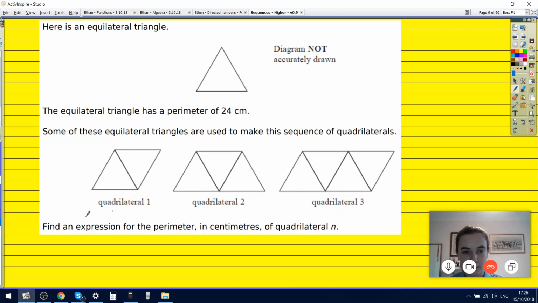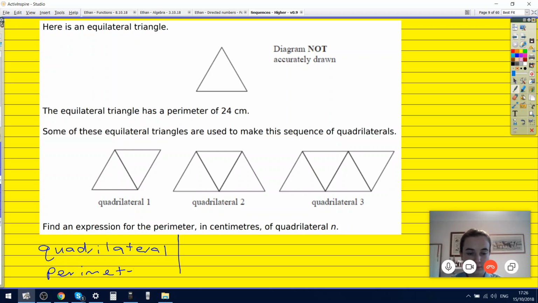So I don't think you're going to be able to do this without a table. So they've called these quadrilateral 1, 2, and 3. So I'm going to just do a table for that. So instead of pattern number, they've called it quadrilateral. And perimeter.